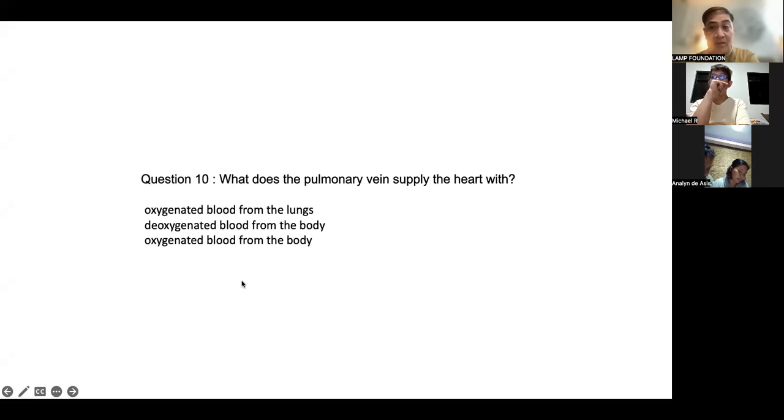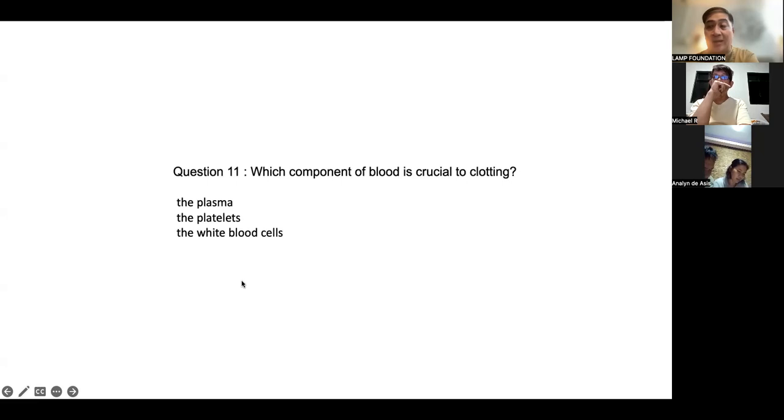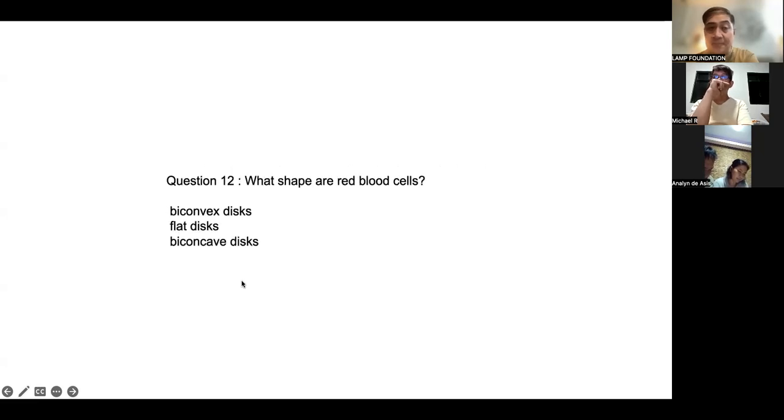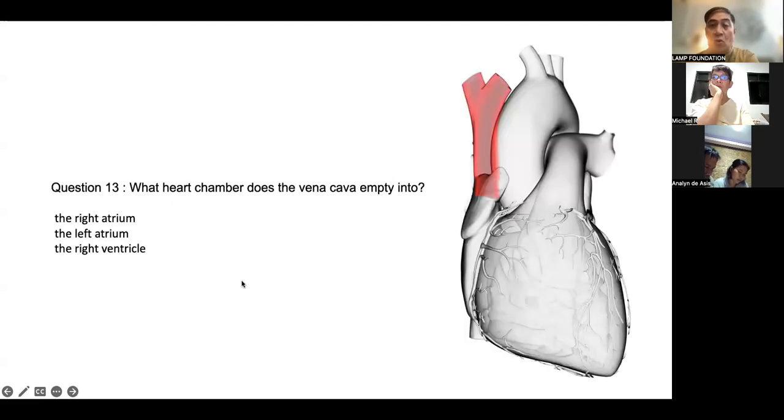What does the pulmonary vein supply to the heart with? With oxygenated blood from the lungs. From the lungs, yes. Which component of blood is crucial to clotting? The platelets. What shape are red blood cells? Like a biconcave disc. What heart chamber does the vena cava empty into? Into the right atrium. Right, okay, right atrium.